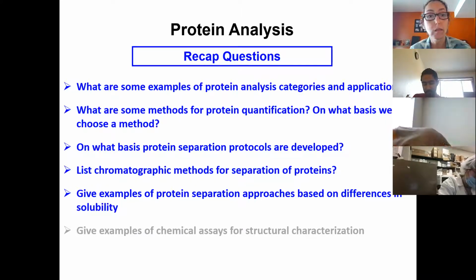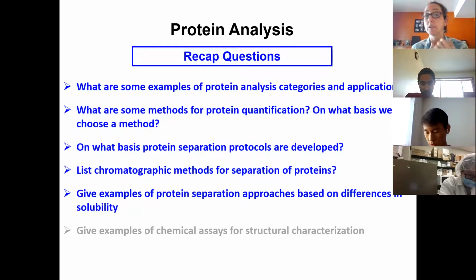Air classification, that's one of them that did it based on like the density of the material. That's for separation of the protein, yes. So air classification is definitely for protein separation, yes. So my next question was on protein quantification method. What protein quantification methods do you remember we covered last time?